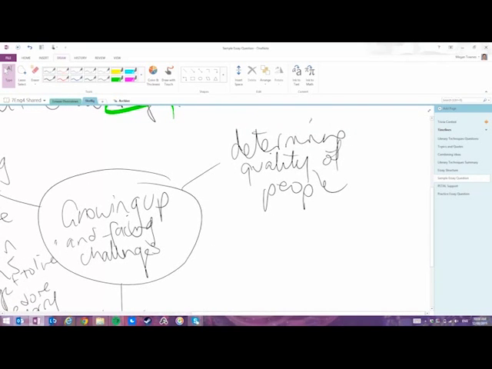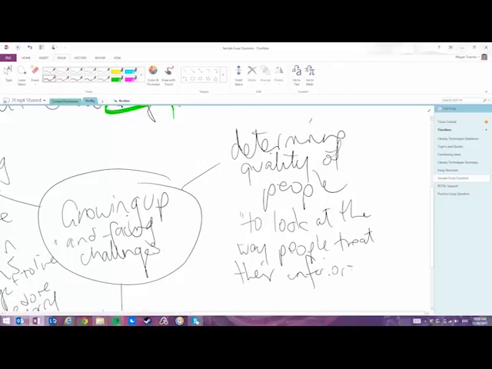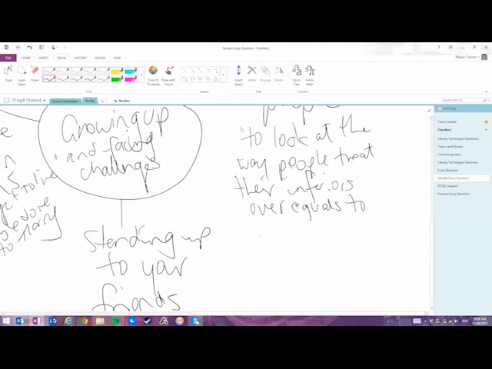Then the determining the quality of people. It's a quote by, I think, Sirius, that asks Harry to look at the way people treat their inferiors rather than their equals, to determine the quality of a man. Right, and that one's spoken by Sirius to Harry.